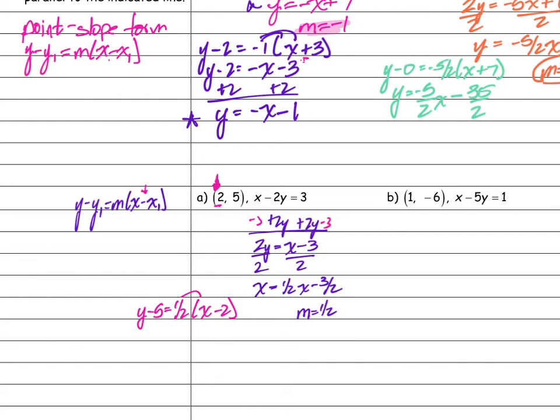So then I'm going to distribute it out, and I get y minus 5 equals 1/2 x minus 1. And then I'm going to add 5 to both sides. So I get y equals 1/2 x plus 4. Okay, questions on that? Okay.